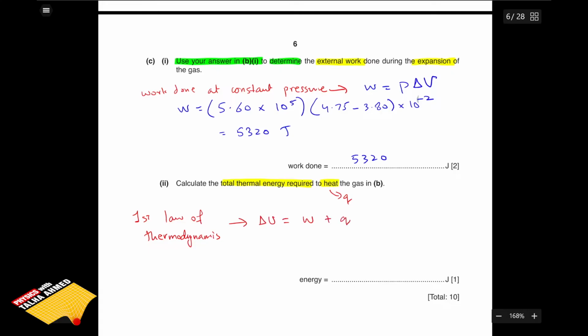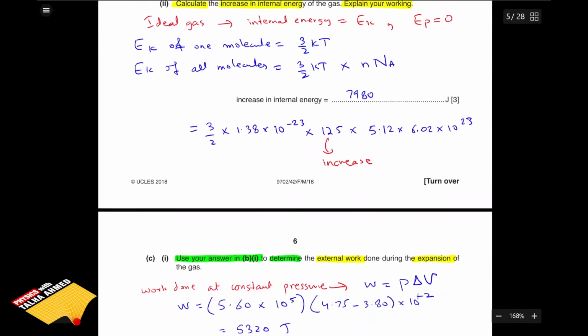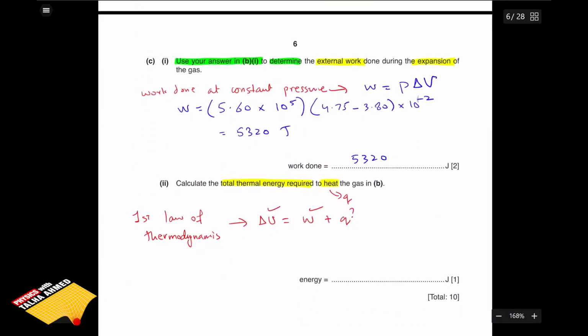And it's very important to remember the signs, positive or negative, and the meaning of those symbols. So delta U is internal energy, W is work done, and Q is heat. Now all of these values could be either positive or negative, depending on whether they're increasing or decreasing. So delta U here is the increase in internal energy.